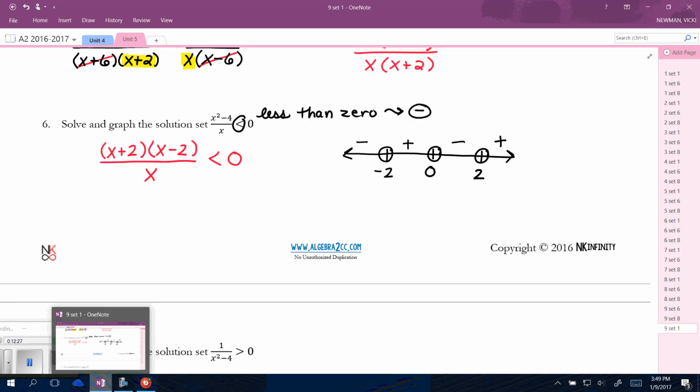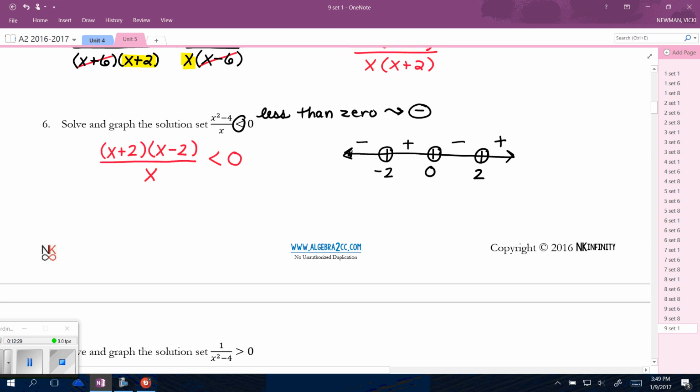This said I wanted to shade less than 0. So wherever you have negatives, you're going to shade in between. And then you have to state your solution set. You have to say that your answer is from negative infinity to negative 2, union 0 to 2. And then it's over.